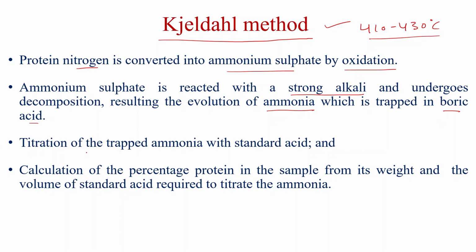Once the ammonia is trapped in the boric acid, the solution is titrated with a standard acid. We can use sulfuric acid or hydrochloric acid, any acid. Finally, we calculate the percentage of nitrogen and the percentage of protein in the sample. We know the weight of the sample taken and the volume of standard acid used to titrate the ammonia. From these two values, we can determine the protein content in the sample. So let us see it one by one.